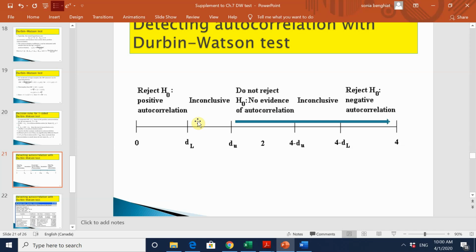Perhaps we need to add a predictor to the model. Maybe we need to investigate the autocorrelation coefficient some more. So that is basically how you conclude over here.